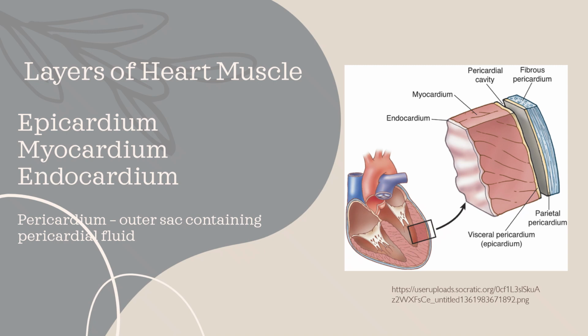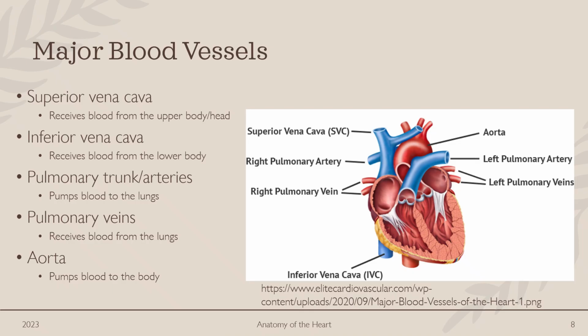Lastly, the endocardium is the innermost layer of the heart. Endocardium lines the internal structures of the heart and is made of both simple squamous epithelium and areolar tissue. Major blood vessels of the heart. The major blood vessels of the heart include the superior and inferior vena cava, the pulmonary trunk or arteries, pulmonary veins, and the aorta. The superior vena cava is a large vessel that receives blood from the upper body and the head, and returns this blood to the right atrium for it to later be reoxygenated by the lungs.